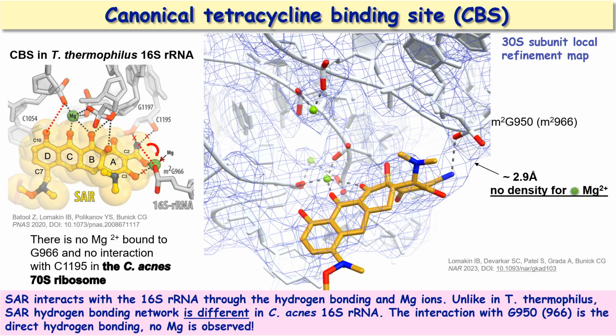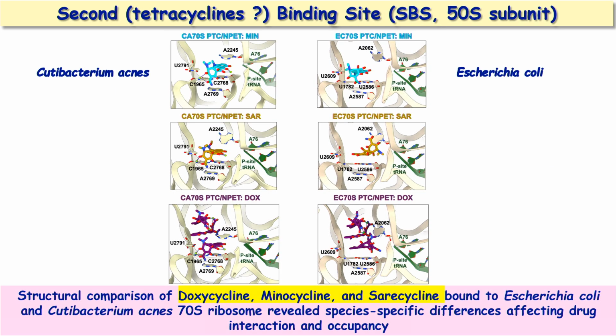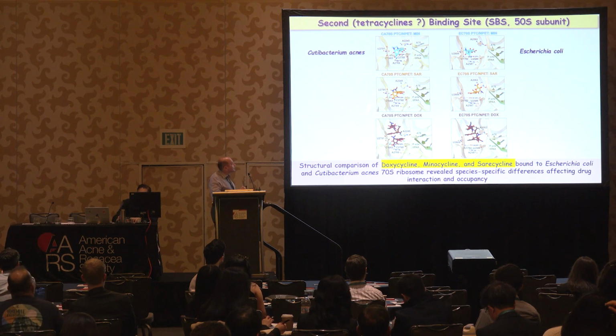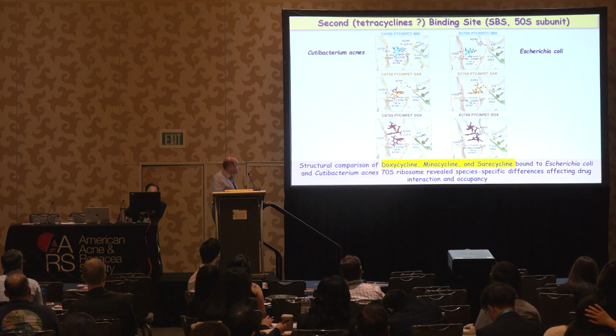That also prompted us to look at the interaction of minocycline and doxycycline, second-generation antibiotics, with the ribosomes of this model organism, E. coli, and also from Cutibacterium acnes. We used cryo-electron microscopy to look at these interactions, and we found that doxycycline, minocycline, and tetracycline revealed species-specific differences affecting drug interaction and occupancy. So now we are analyzing all these interactions deeper, and this data will be ready for publication soon.